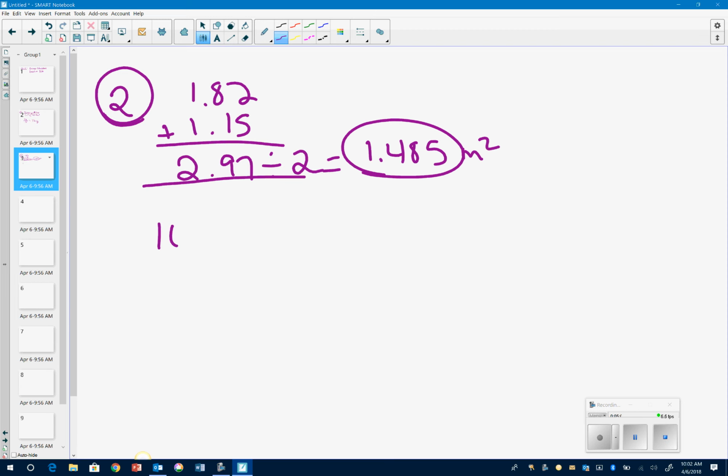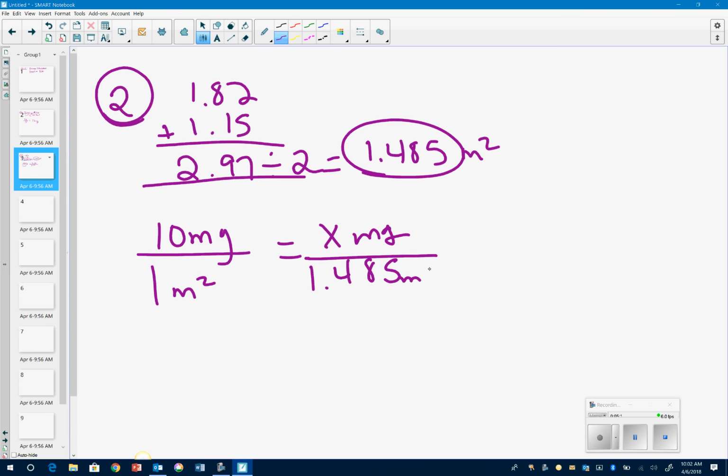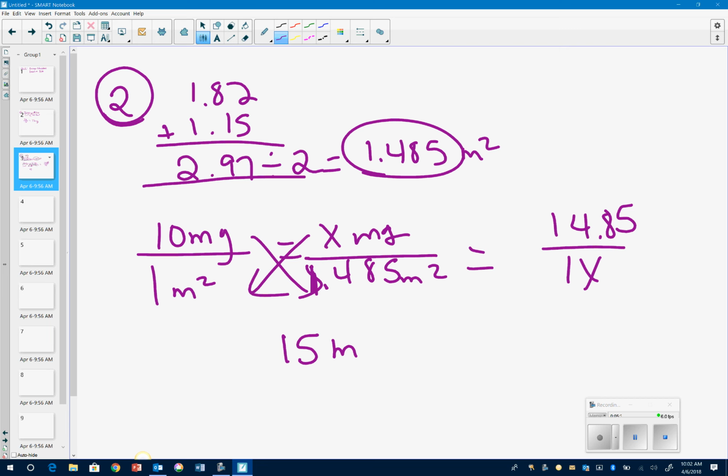So you know you have 10 milligrams per 1 meter squared. You're trying to find X milligrams, and then you have 1.485 meters squared. You're going to cross multiply. X times 1 is 1x. 10 times 1.485, you get 14.85. And what they do is they round that to 15 milligrams.